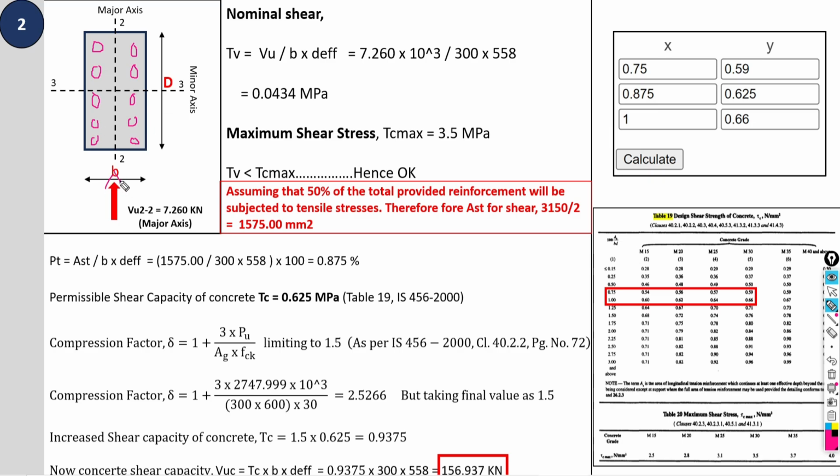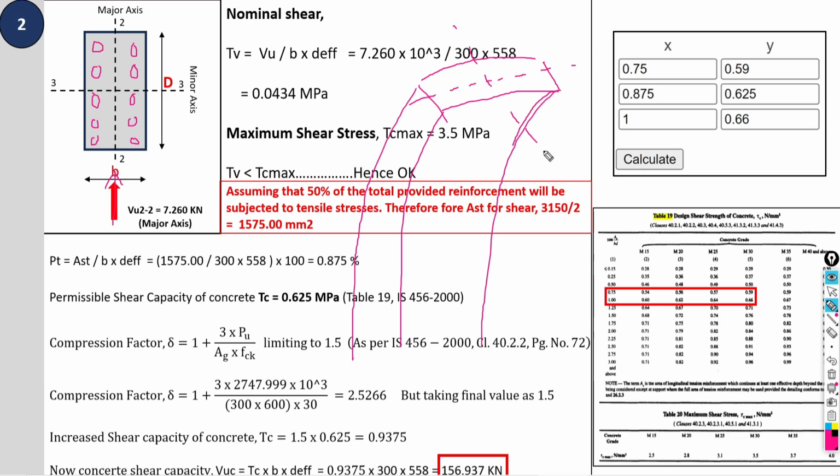Under the application of this load, the shear force, the deformation of your column will be like this. The flexural response of the column will be like this. Suppose this is a half part: this portion on this side is under compression, and this is under tension. So half of your column is under compression, and the reinforcement also takes part in resisting the shear. This is the reinforcement present in the tensile zone.